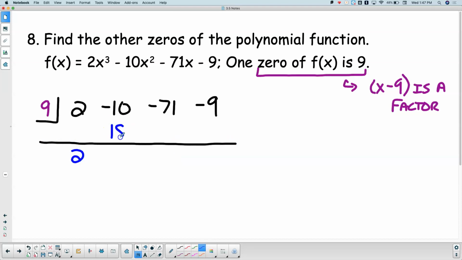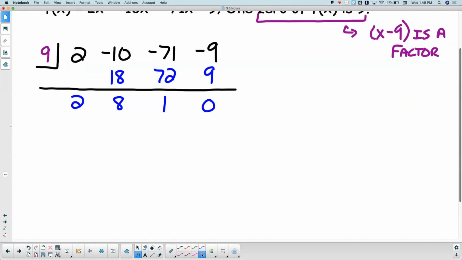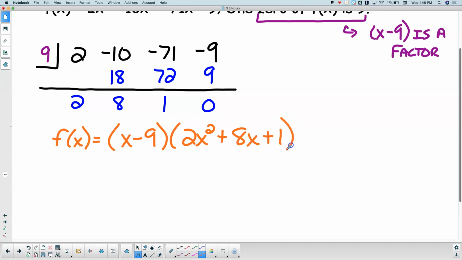Two, 18, 8, 72, 1, 9, 0. So that tells me then that f of x can now be written as x minus 9 times 2x squared plus 8x plus 1.